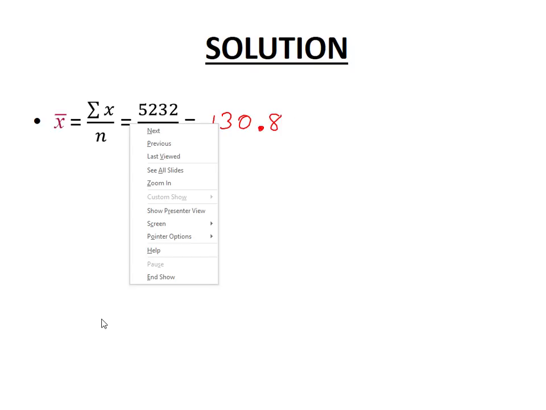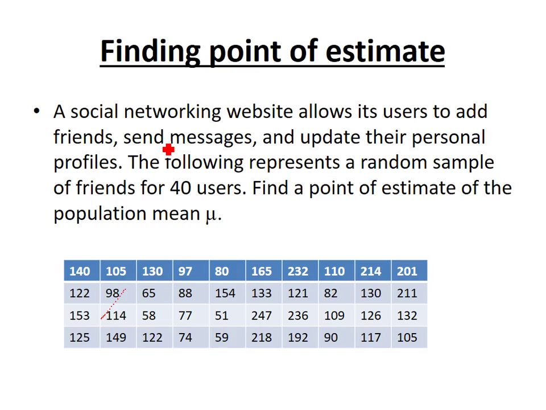Now, if we go back to what it says, the social networking website allows its users to add friends, send messages, and update their personal profiles. The following represents a random sample of friends for 40 users. Find the point of estimate of the population mean. So we're looking at how many friends.